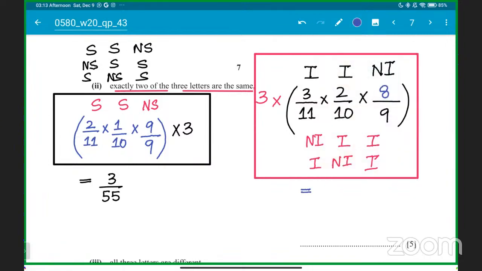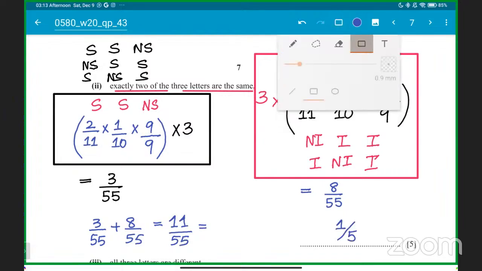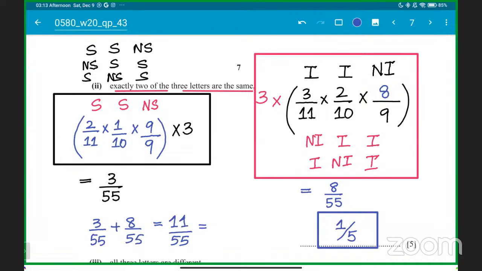So here we go. It will be 3 multiplied: 3 over 11 into 2 over 10, and we have 8 over 9. Okay, so we got 8 over 55. Understood? So to add it, 3 over 55 plus 8 over 55 should be 11 over 55. And 11 over 55 is 1 over 5, since 11 ones are 11 and 11 fives are 55. So that's the answer, which is correct for 5 marks.